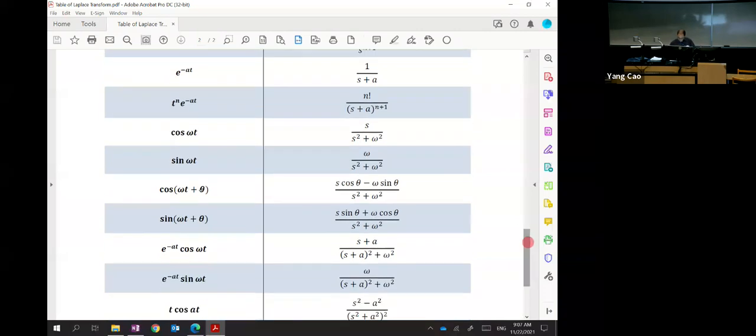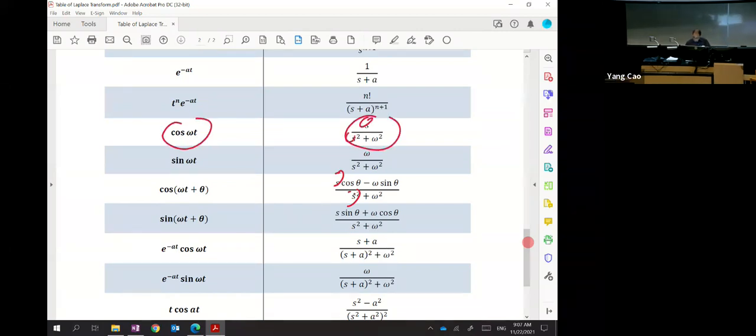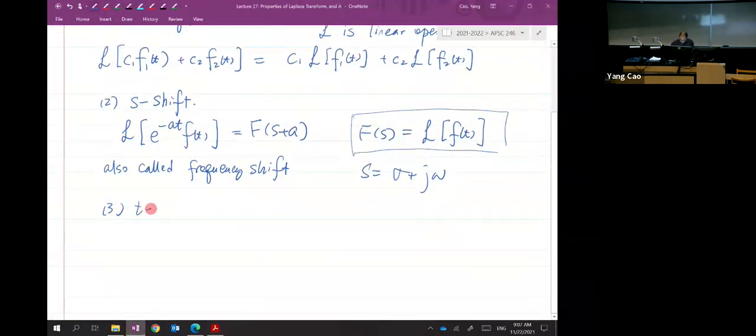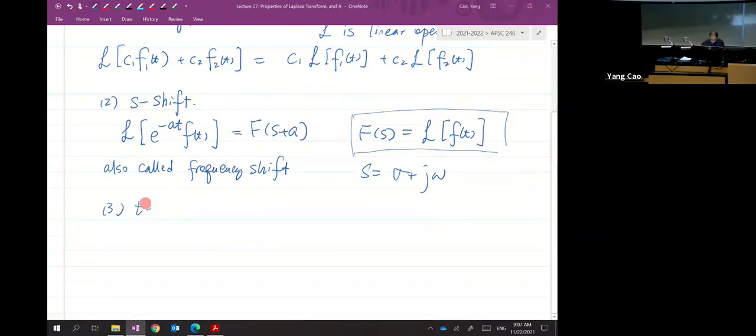And this one, same thing. If you have the cosine of omega t plus theta, whose Laplace transform is shown here, then the next time, if you are required to calculate e to the power negative at times cosine omega t, go find the s. Sorry, this is cosine omega t, right over here. Find the s here, and then replace s with s plus a, according to this S-shift property. Then you get its corresponding Laplace transform. That's called S-shift. And the next one is also very useful. It's called T-shift or time shift.